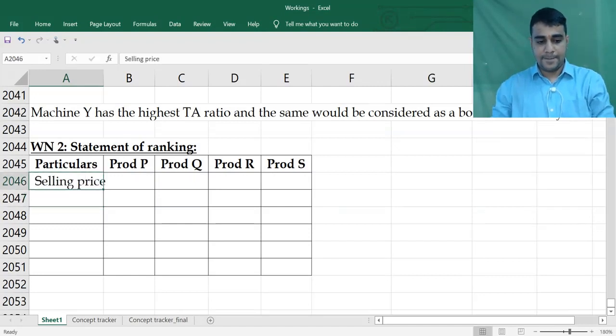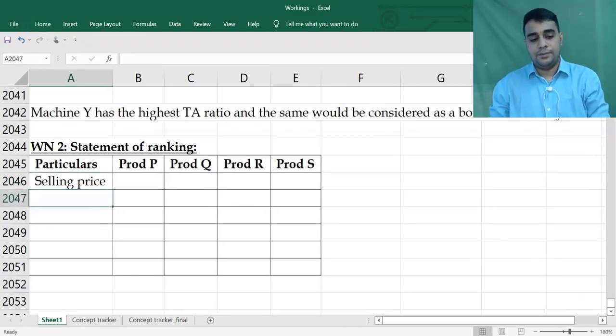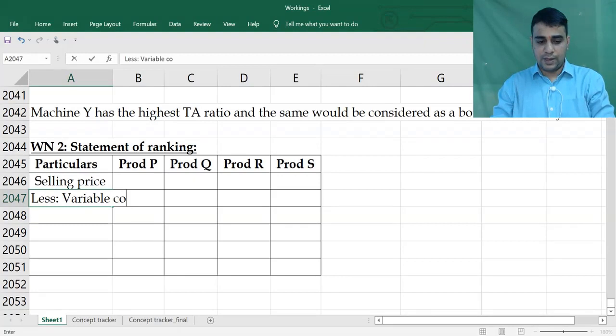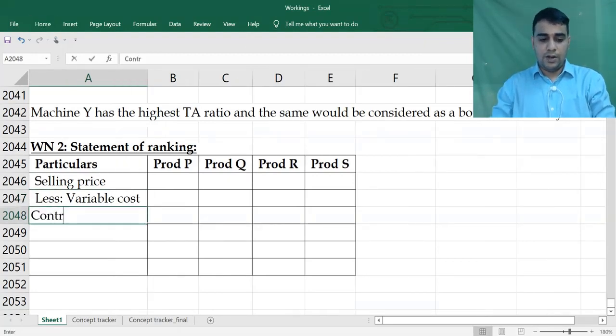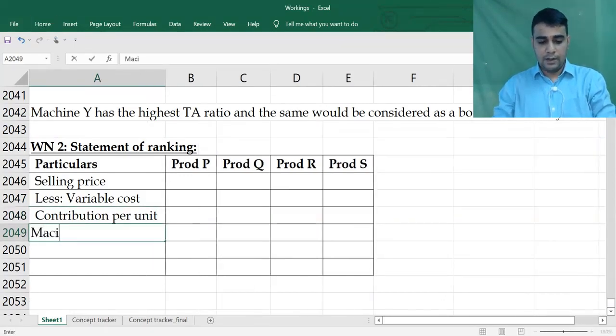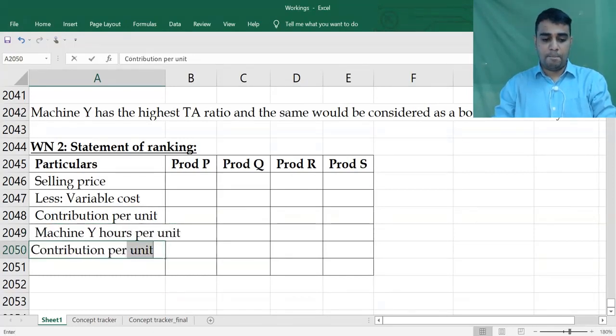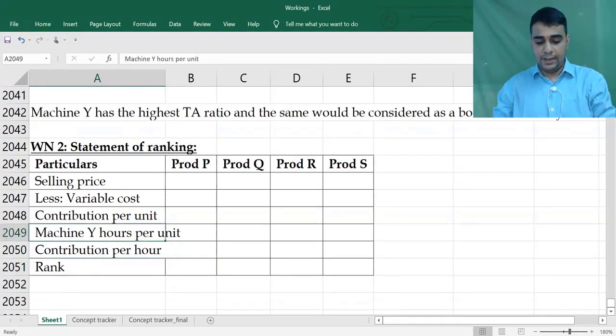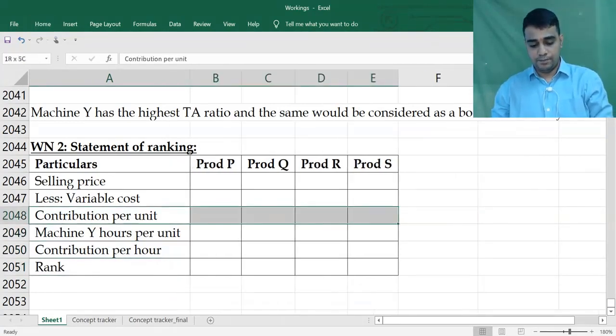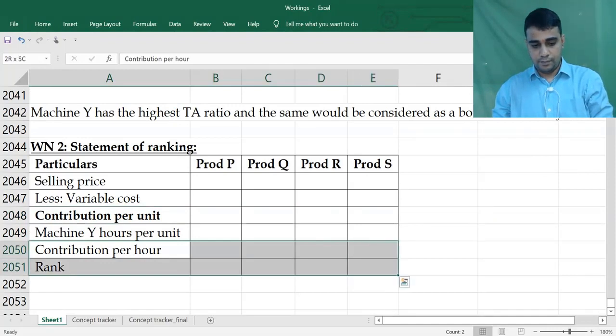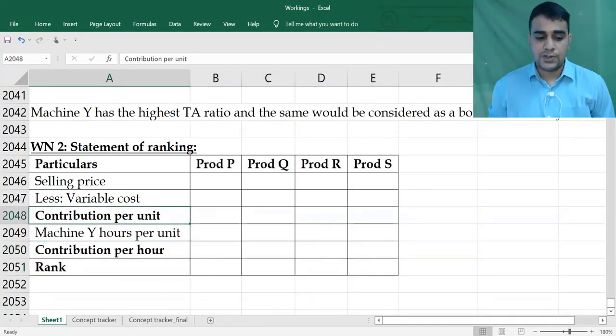Selling price, less variable cost. You can complete this, I am just writing the format. Contribution per unit. Which is the bottleneck activity? Machine Y hours per unit. Contribution per hour. Ranking. This is what you had done even earlier. Selling price less variable cost, contribution per unit, Machine Y hours per unit, contribution per hour, and then finally rank.